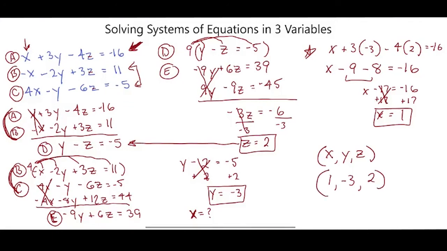Now, if you wanted to check this, you could plug each of these values into the original 3 equations just to make sure they work. And that's how you check to make sure that your answer is right. But the way you solve this system of equations in 3 variables is like this. So our final answer is 1, negative 3, 2.